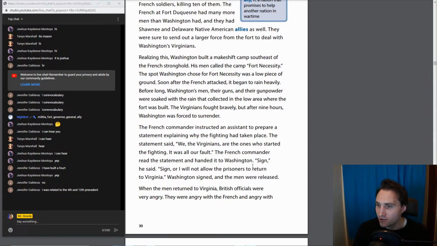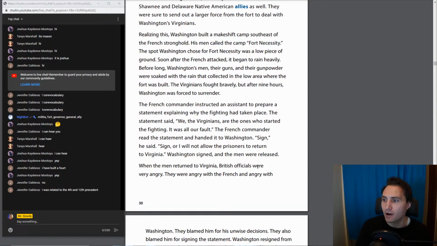The French commander instructed an assistant to prepare a statement explaining why the fighting had taken place. The statement said, "We, the Virginians, are the ones who started the fighting. It was all our fault." Oh man, that is just a heartbreaker. Yeah, wow, seriously. The French commander read the statement and handed it to Washington.